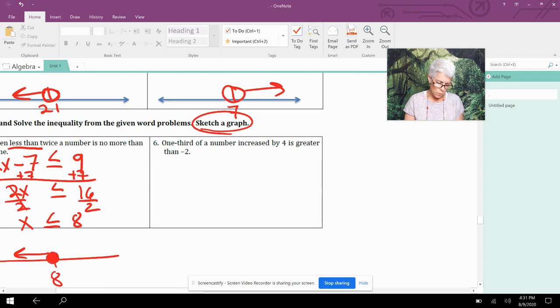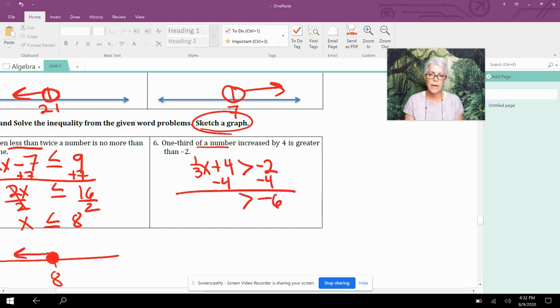All right, let's look at the next one. One third of a number. Again, that's x. So one third x increased, that's addition, by 4 is greater than. I love that. Now that goes back to elementary school. You'll remember that if it just says greater than or less than, it's greater than negative 2. So now I'm going to solve it. Minus 6. I didn't multiply or divide by a negative. I subtracted, but I didn't multiply or divide, so don't flip it.